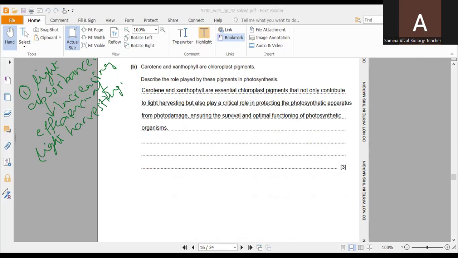So the absorbed energy is then transferred to chlorophyll a molecule in the reaction center. After absorbing this, the energy absorbed by these pigments is transferred to chlorophyll A in the reaction center.